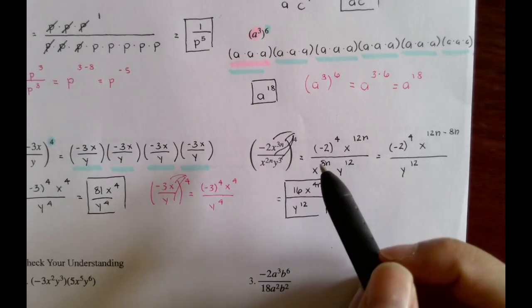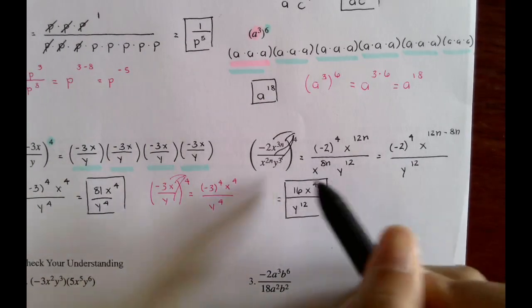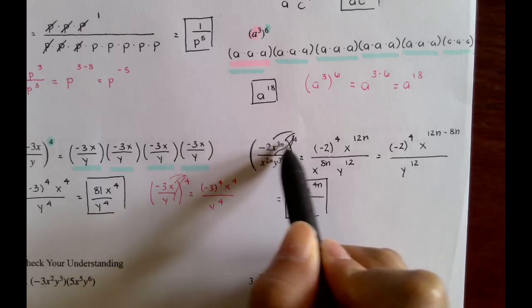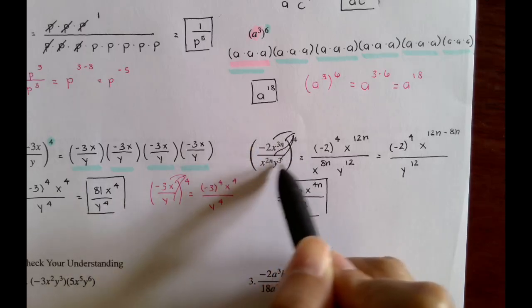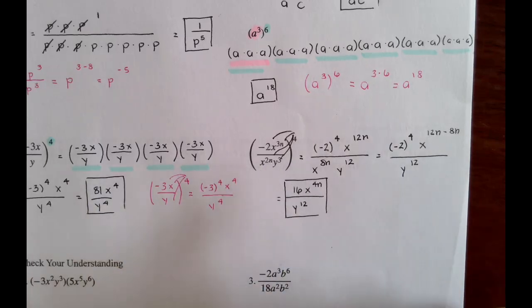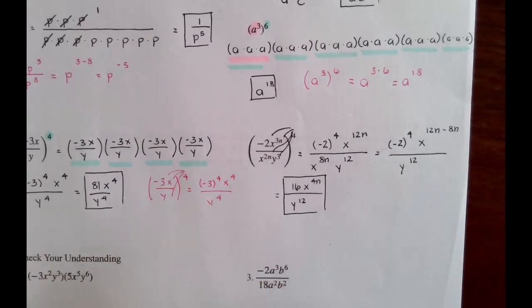If you look in the book, you'll see that they have another way to do it, and what that means is they just distributed this to the 4th power first, and then they distribute this 4th power and then simplified it. But either way, you'll still get the same answer.